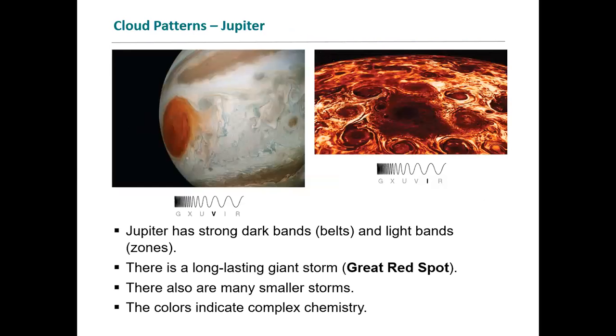Jupiter has strong dark bands called belts, and then light bands called zones. So these are the bands, and these are the zones. There's a long-lasting giant storm. It's been there ever since Galileo first looked at it. We know it's been there obviously before then, but that was the first time we confirmed it was there. So it's called the Great Red Spot, and it's roughly almost 2 Earth diameters across. In fact, this lab this week you're doing is actually going to have you try to estimate how big that is, and then use that to calculate how fast it turns.